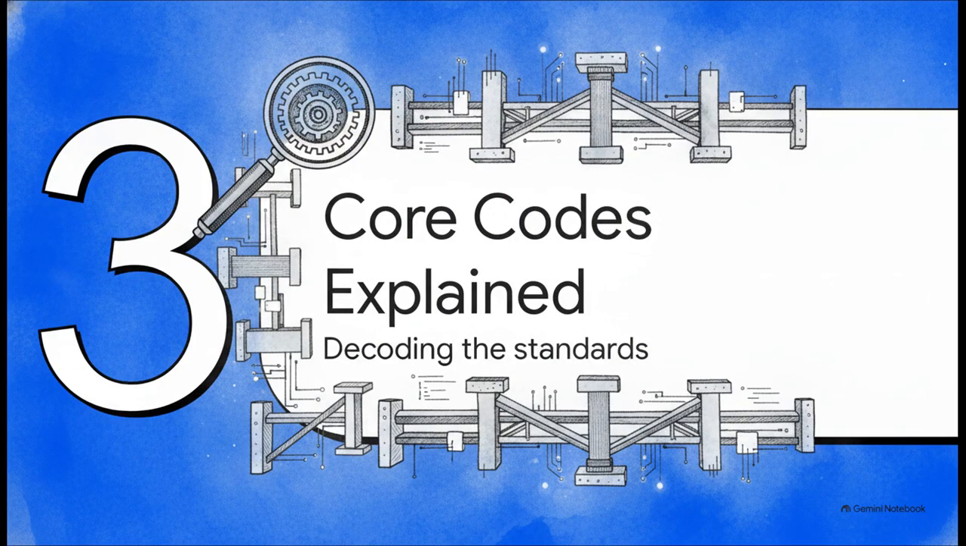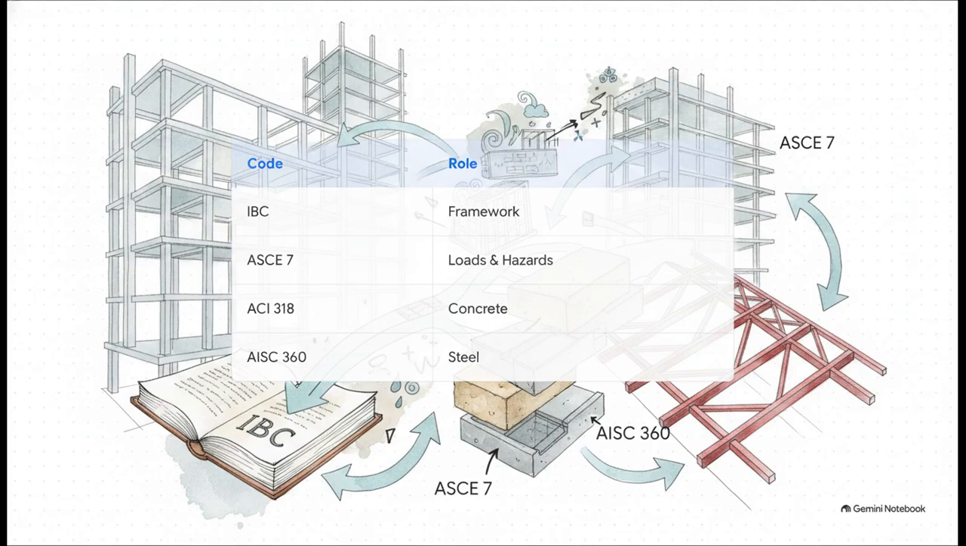All right, Section 3, core codes explained. Decoding IBC, ASCE 7, ACI, and AISC. Now, what's really interesting about this is how these four essential standards don't compete with each other at all. They collaborate. It's almost like a recipe.